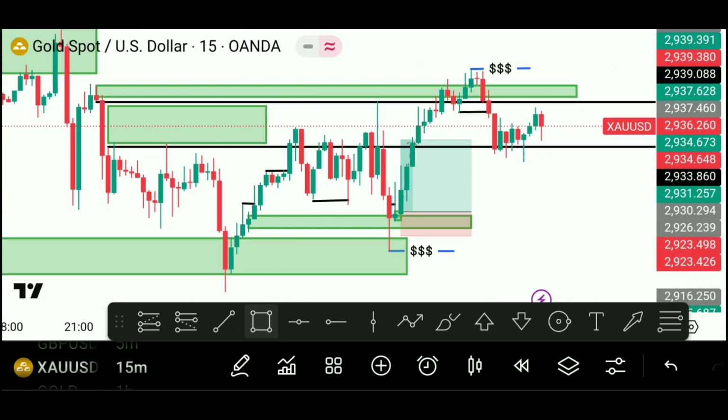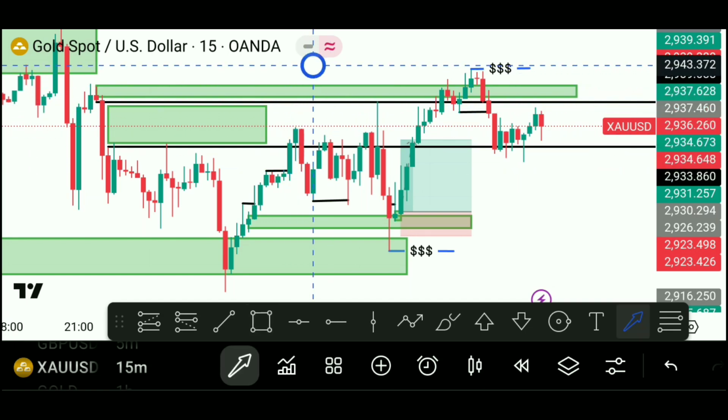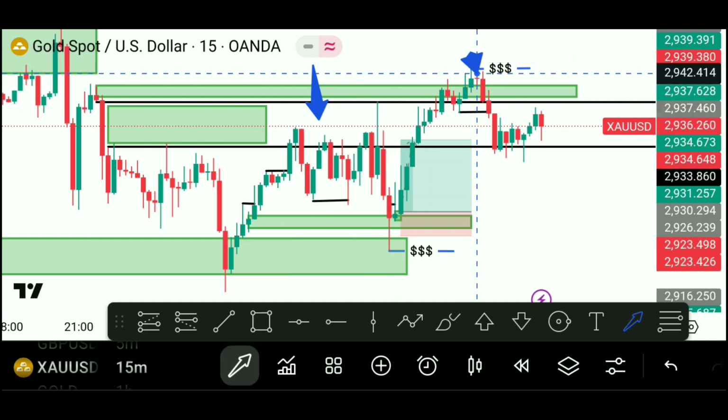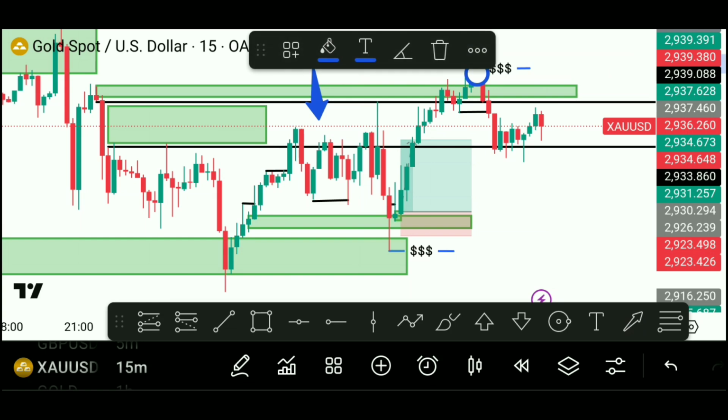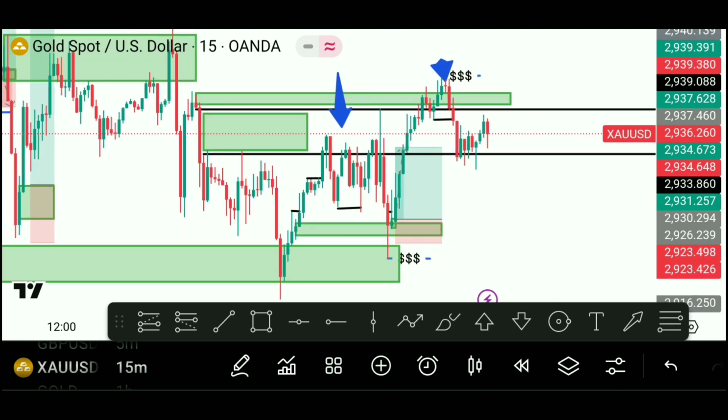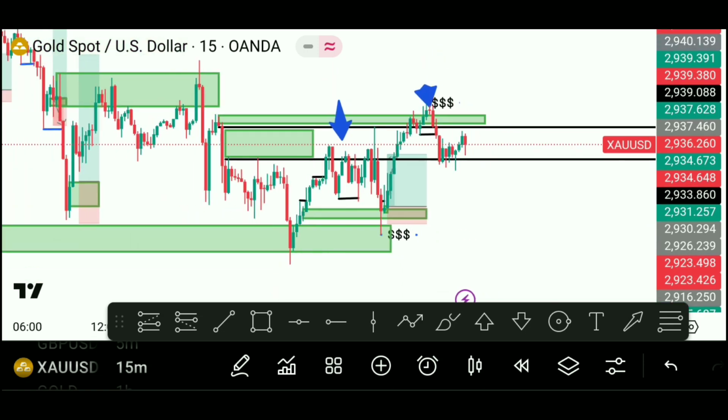And what do you see price did? Price came, tested it, filled the gap, right? You can see, tested it, filled the gap, and began to sell. So now you need to know market structure. You need to know market structure before you can apply the concept of fair value gap.